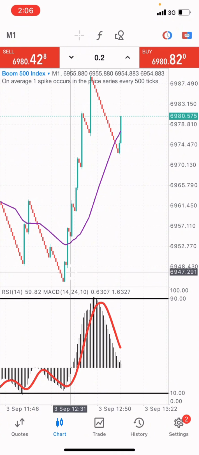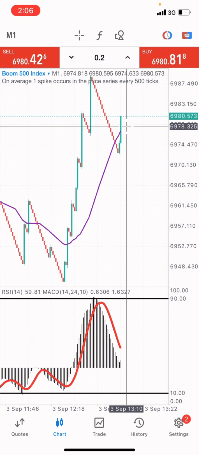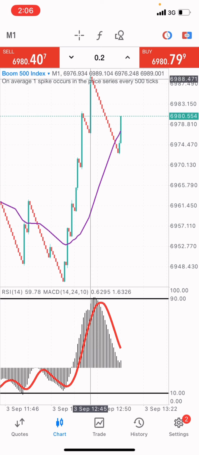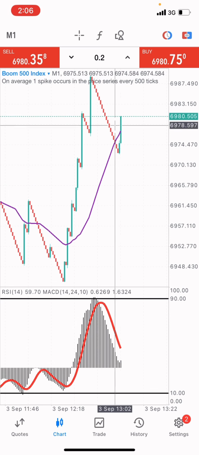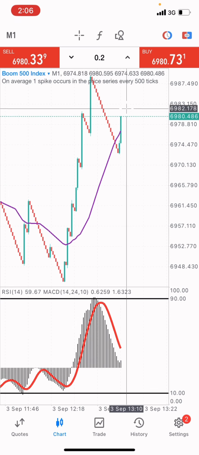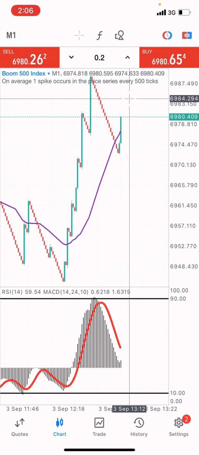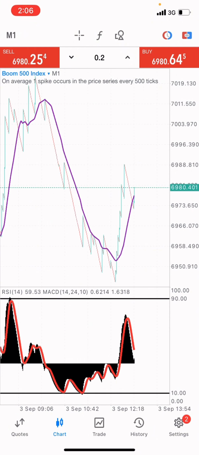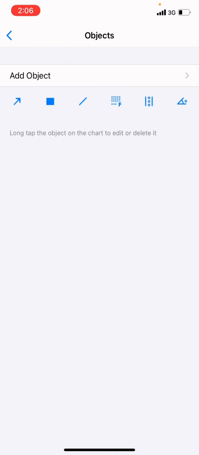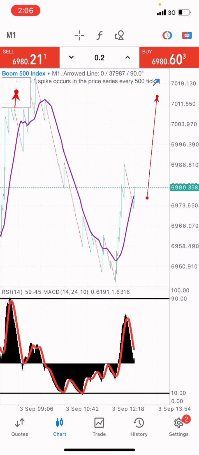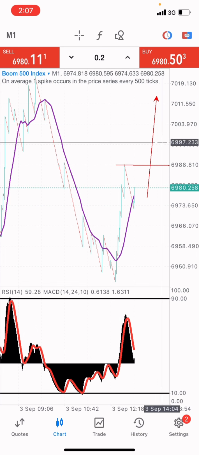All right, like I said, you don't want to place a sell at this point because the market will buy and a spike will come in because we're on the boom. We're on the Boom 500 index, so we can see that the spike just came into the market and we're still seeing another spike again. If we zoom out right here, take a look at this, you can see the space between here and this point.